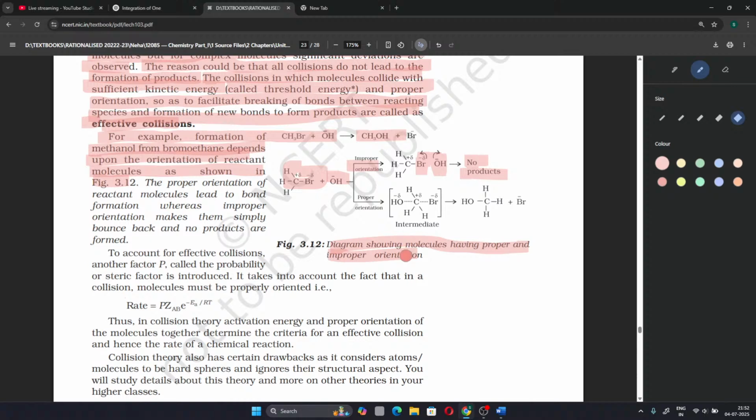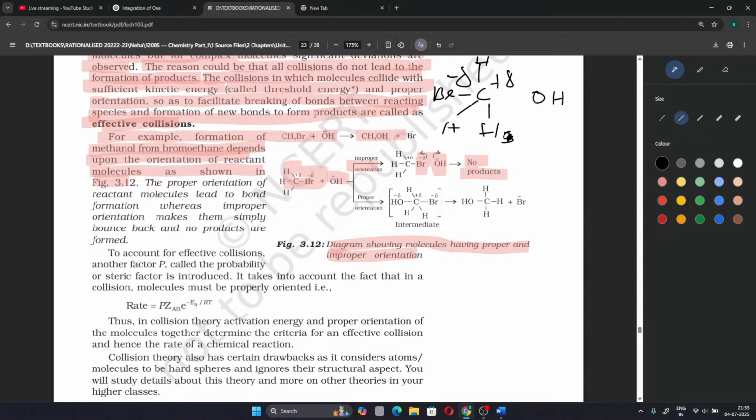But the proper orientation is when OH minus should be meeting the C plus. C has a partial positive charge, Br has a partial negative charge, and there are three CH3, or like this.